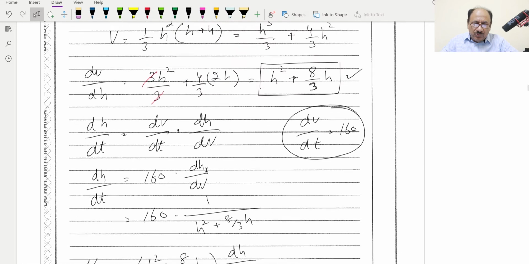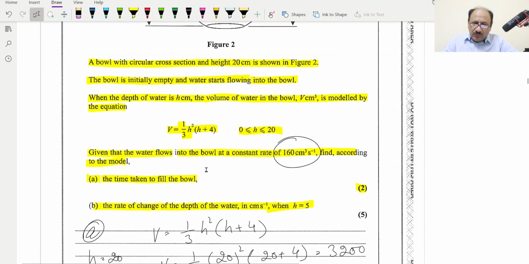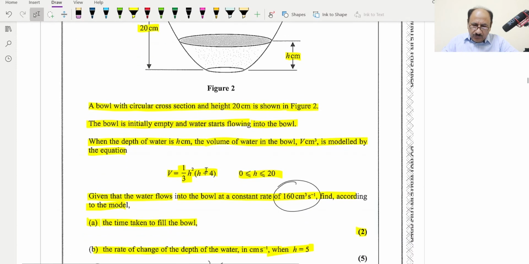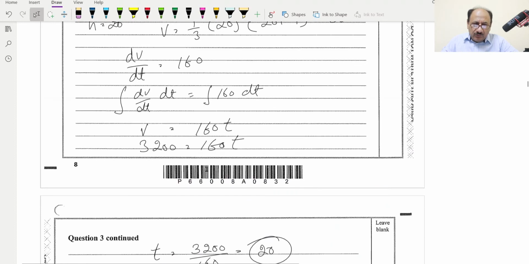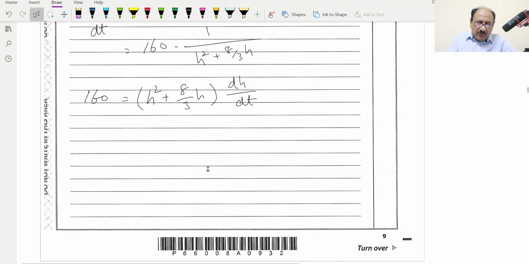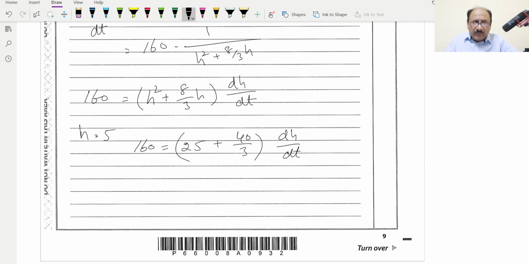And in this case h is equal to 5, so we can replace h with 5 over here. If we replace h with 5, we will get 160 is equal to 25, since 5 squared is 25, plus 5 into 8 which is 40, so 40 over 3, and this will be multiplied by dh over dt.